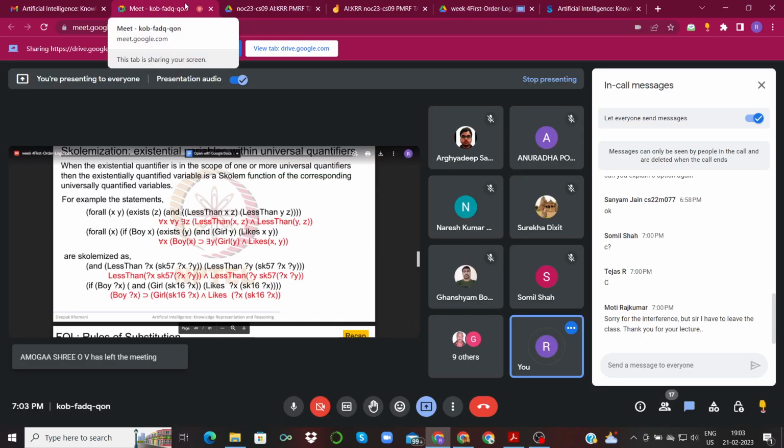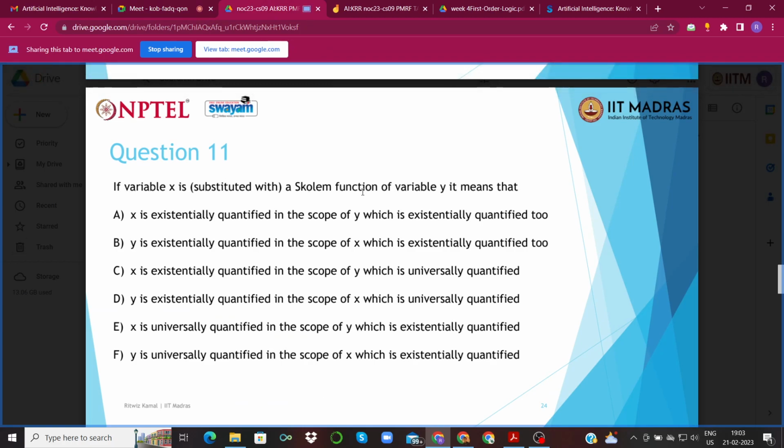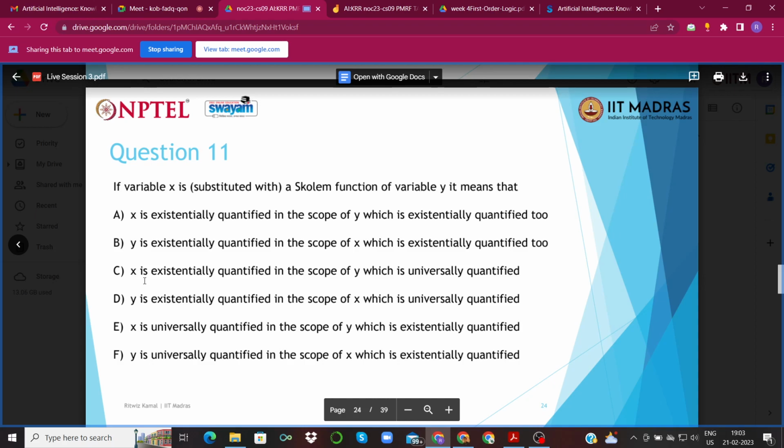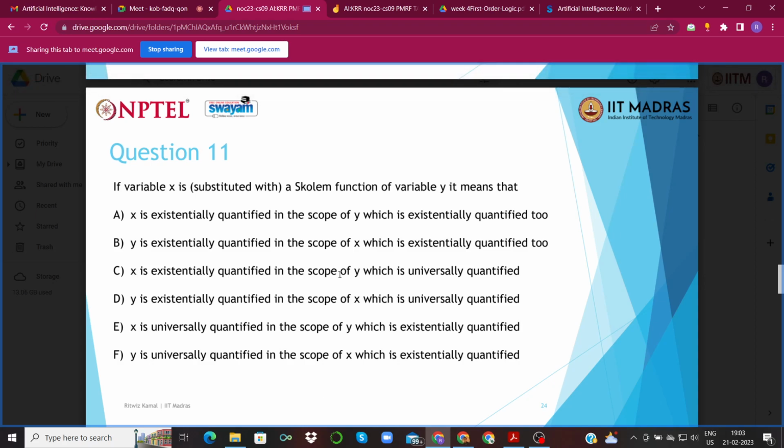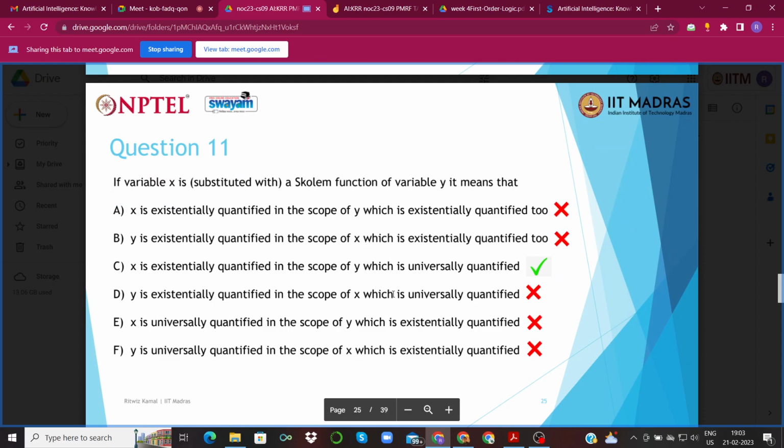okay? So if we go back to the options, if a variable x is substituted with a Skolem function, that has to mean that x is the existentially quantified variable, right? Because it is being substituted and it is in the scope of y, which is universally quantified. So option C is in fact correct and all the other options are incorrect.